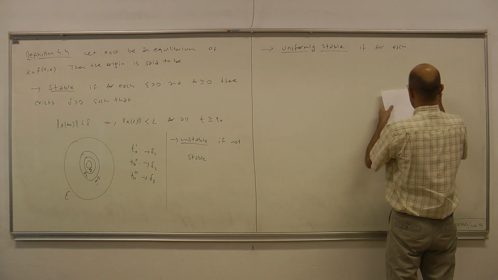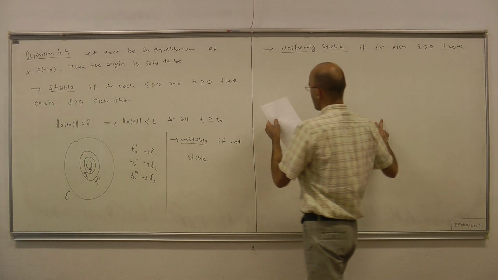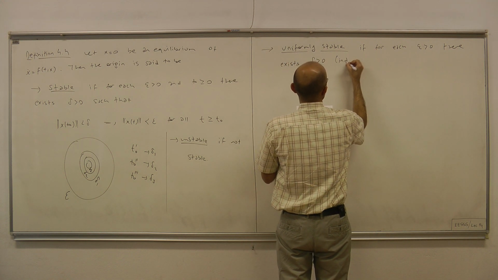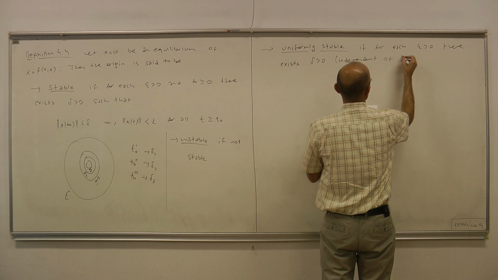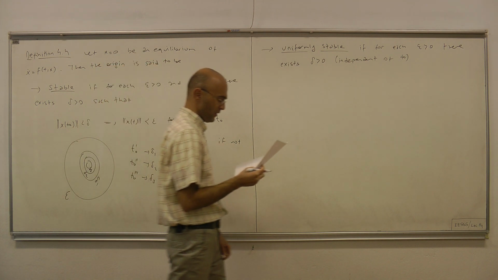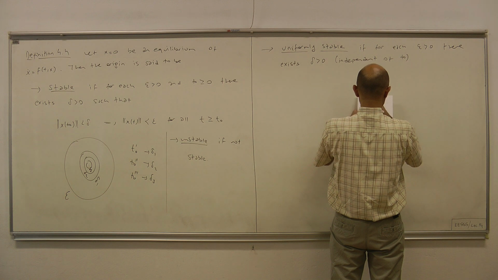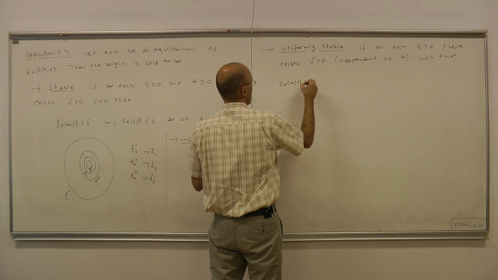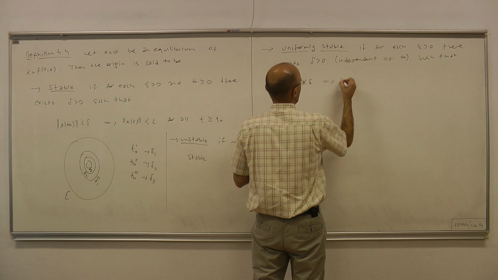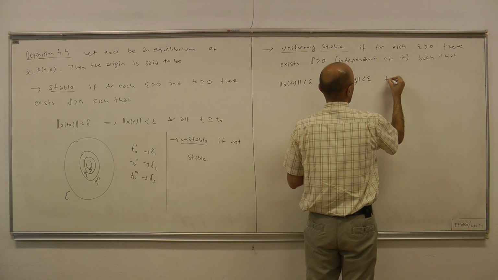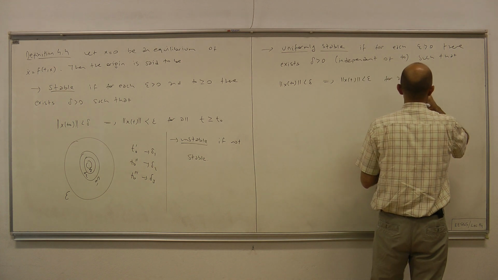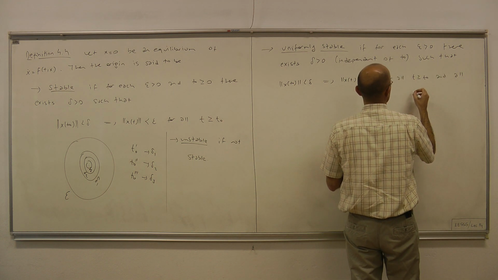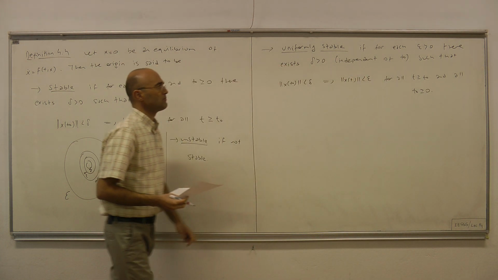If for each epsilon there exists a delta, independent of the initial time t0, such that norm of x(t0) less than delta implies norm of x(t) less than epsilon for all t greater than or equal to t0, and all t0 greater than or equal to 0. Okay.